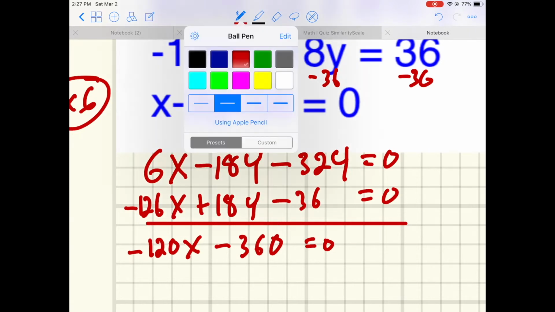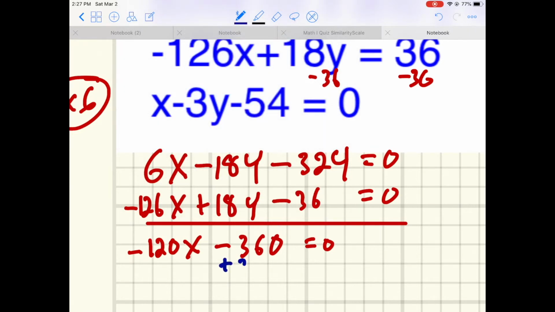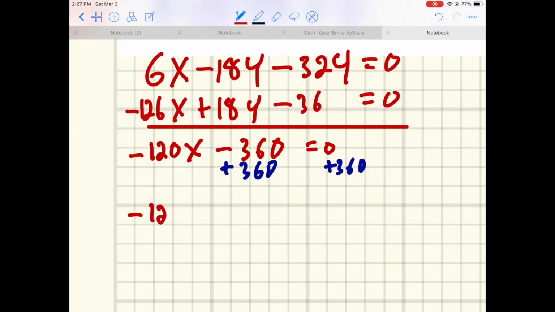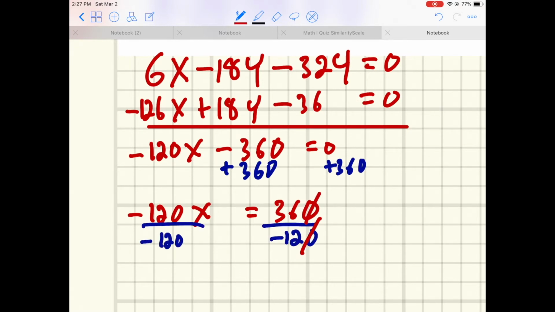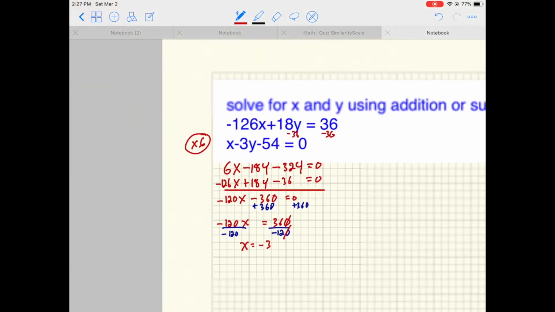I want to get rid of that negative 360, so I'm going to add 360 to the left-hand side. And if I add it to the left-hand side, I also have to add it to the right-hand side. We end up getting negative 120x is equal to 360. Divide both sides by negative 120. We can just chop off the zeros. That gives us x is equal to 36 divided by 12 is 3. A positive divided by a negative is negative, so negative 3. X is equal to negative 3.